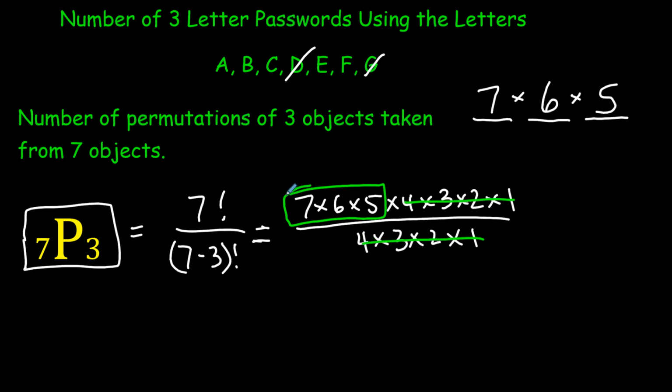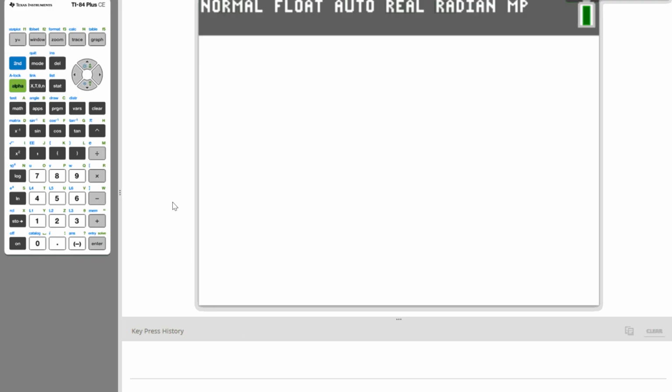Okay, so let's talk about a couple different calculators. The first one we're going to look at is a Texas Instruments TI-84 Plus calculator. This is one you can buy at most any store.